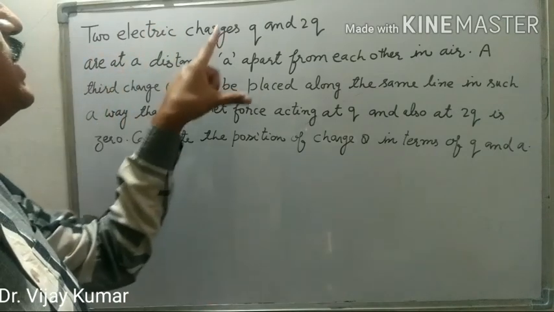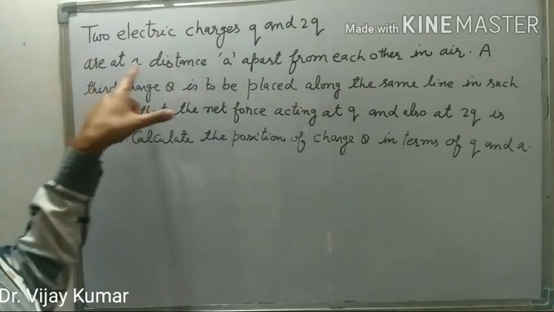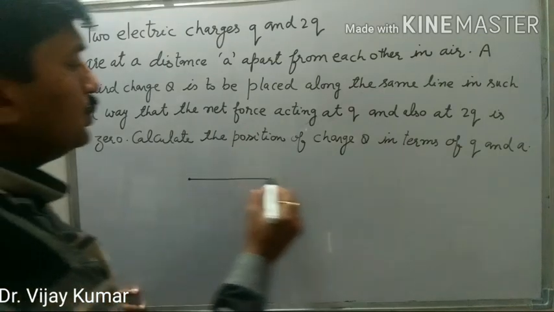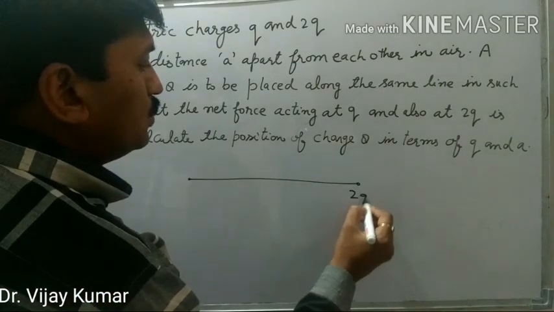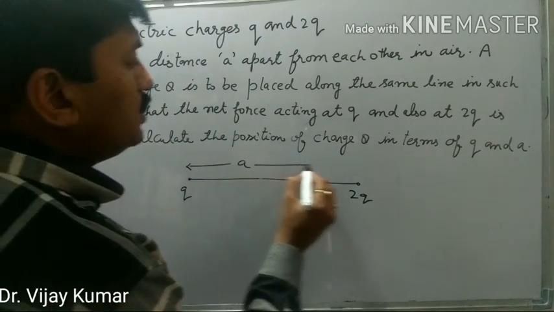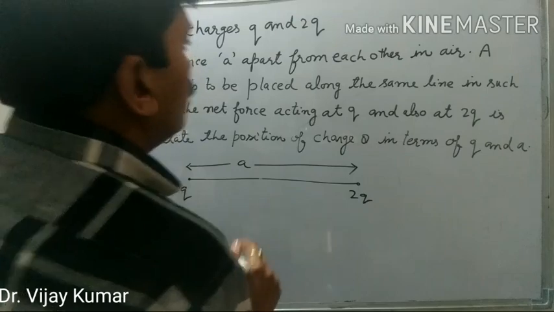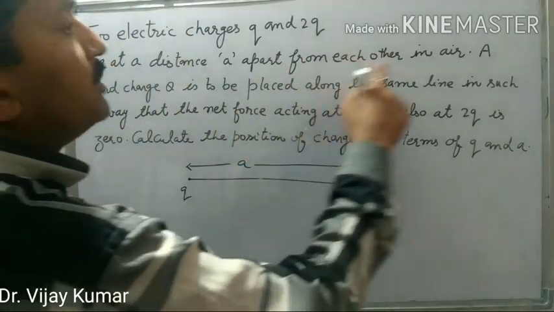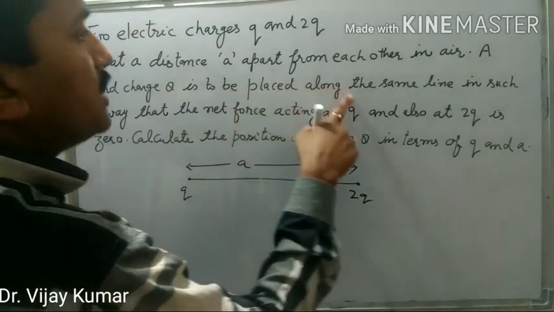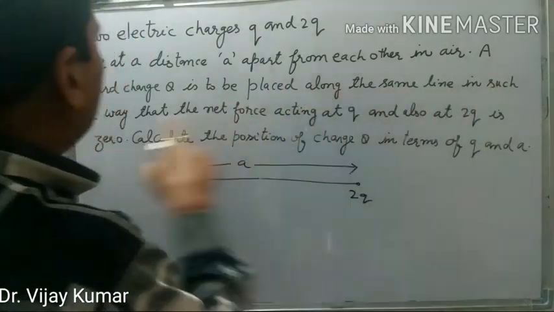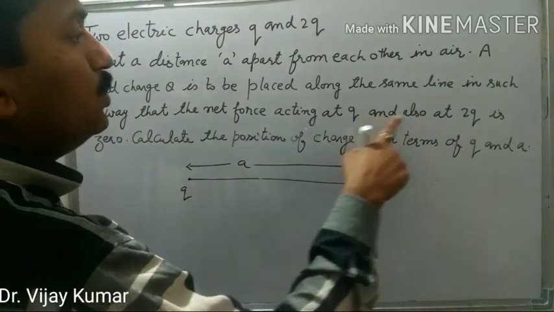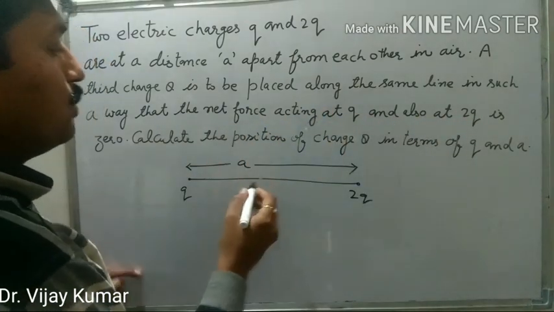Two electric charges Q and 2Q are at a distance A. These are two charges 2Q and Q, and separation between these two charges is small a, apart from each other in air. A third charge capital Q is to be placed along the same line in such a way that the net force acting at Q and also at 2Q is 0.